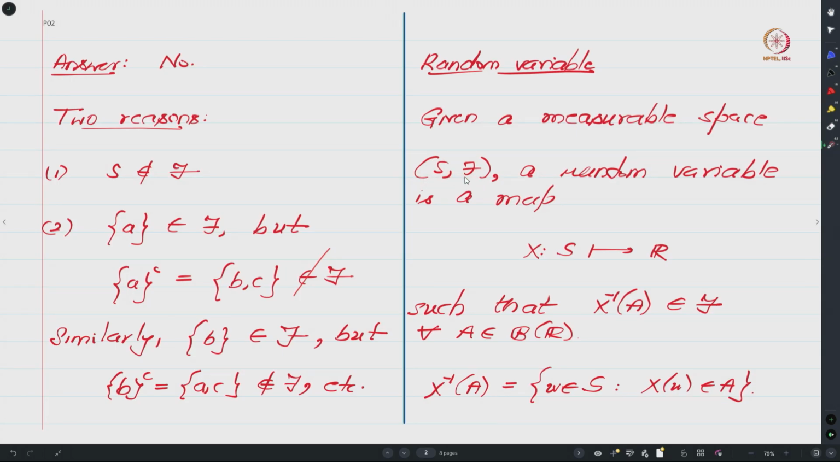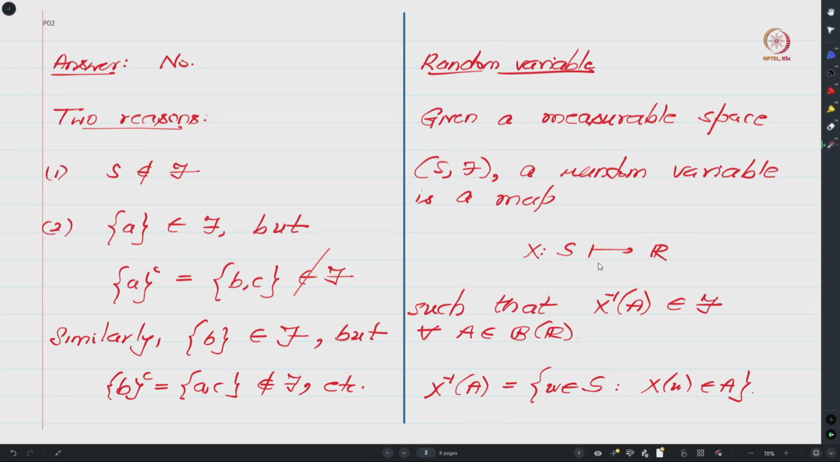So when you have this pair, that is the set S and a collection of subsets of S, we will say this pair forms a measurable space. So given a measurable space, a random variable associated with this measurable space is a map or a function such that the domain of this function is S, which is the same set over here, and the codomain or the range of this function is R.